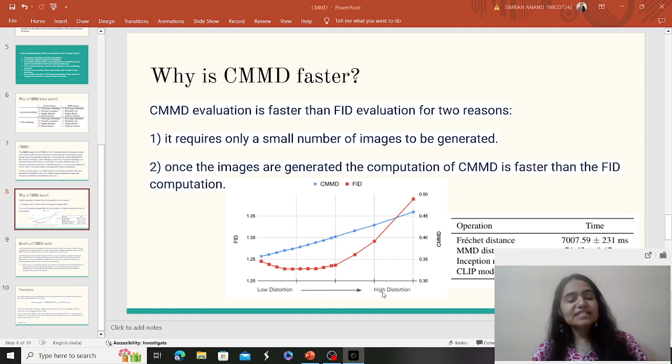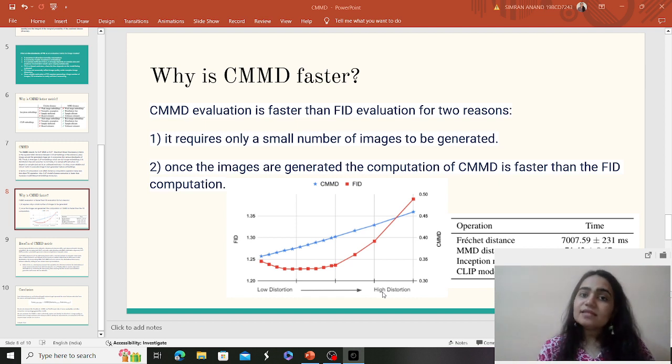I would say when CMMD and FID, these are distance metrics, go up, that is, they are increasing, then the dissimilarity or the quality of the image is decreasing, right? The quality of the image is decreasing. So when you say the model is not performing well, that is where you have high CMMD and FID.